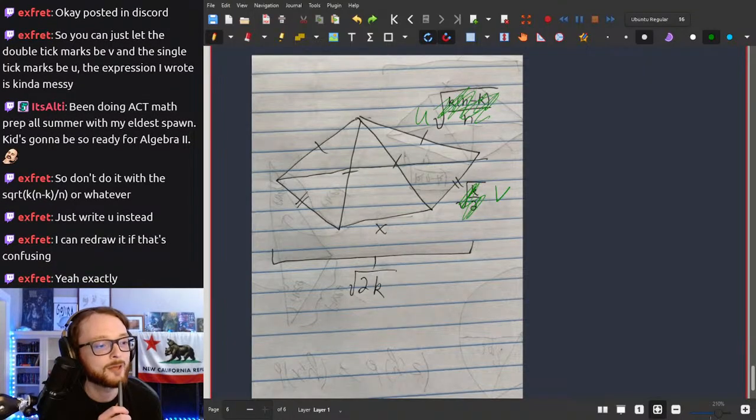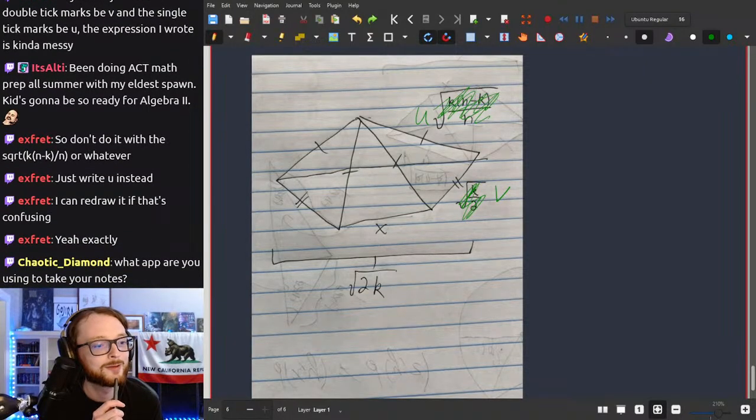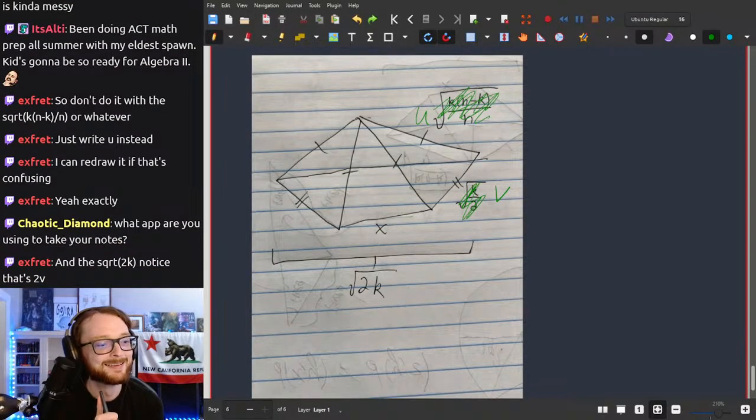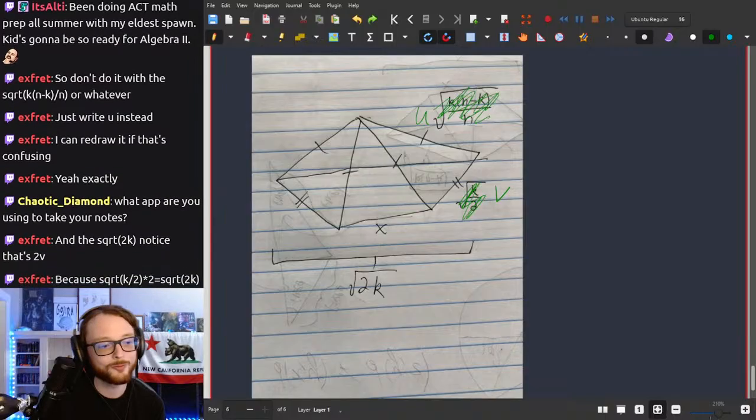Been doing ACT math prep all summer with your eldest spawn. Kid's gonna be so ready for algebra 2. Hell yeah, Alti. I never looked at any ACT questions. I did the SAT, and honestly they seemed mostly like trick questions. The math involved wasn't too hard, but you had to be really careful with the wording.